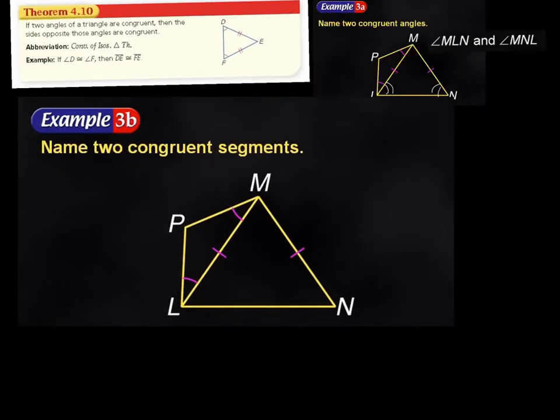For example 3b, they want us to name the two congruent segments that aren't already marked. So it would be PL and PM. Remember, we put the bar above there to be read segment PL and segment PM. If we don't have the bar, it means the length of PL and the length of PM.